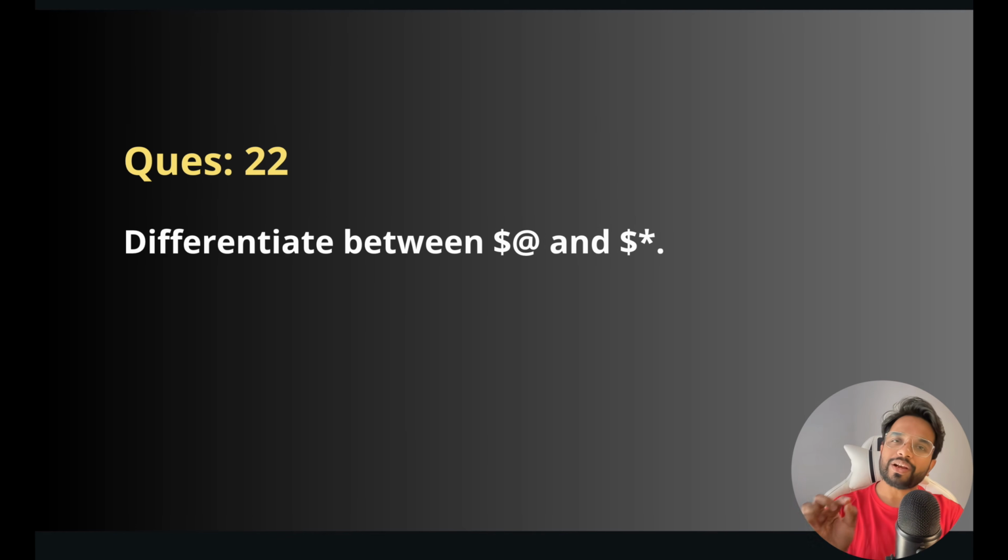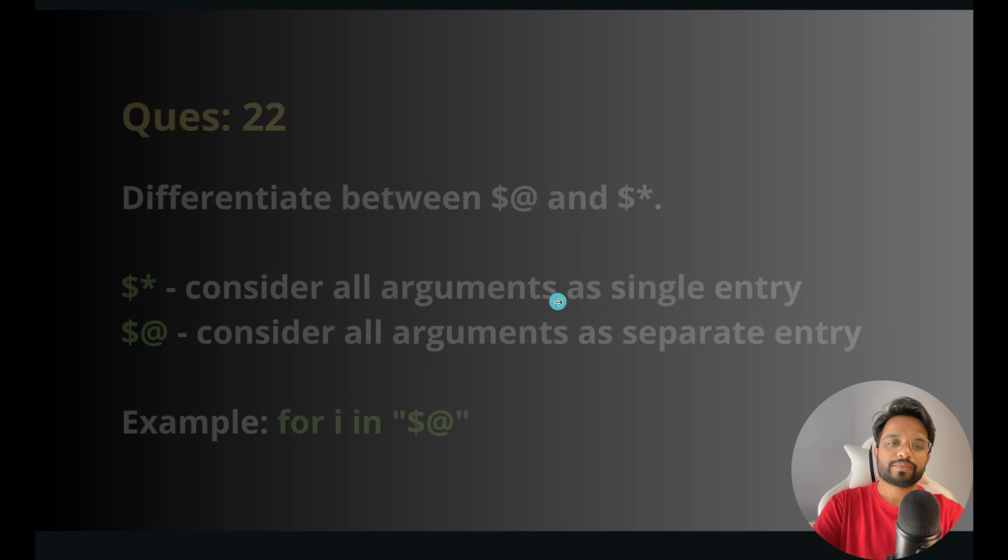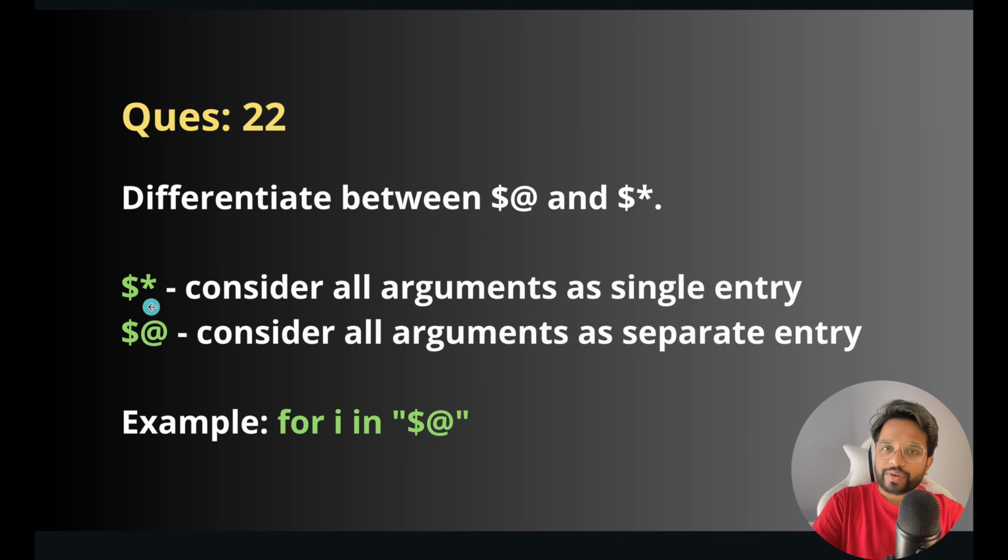Question number 22. Differentiate between $@ and $*. What is the difference between them? These are the special characters we use while handling the arguments passed to our script. Let's see the difference. $* means consider all arguments as a single entry, and $@ considers all arguments as separate entities. So it depends upon your requirement, on a case to case basis.